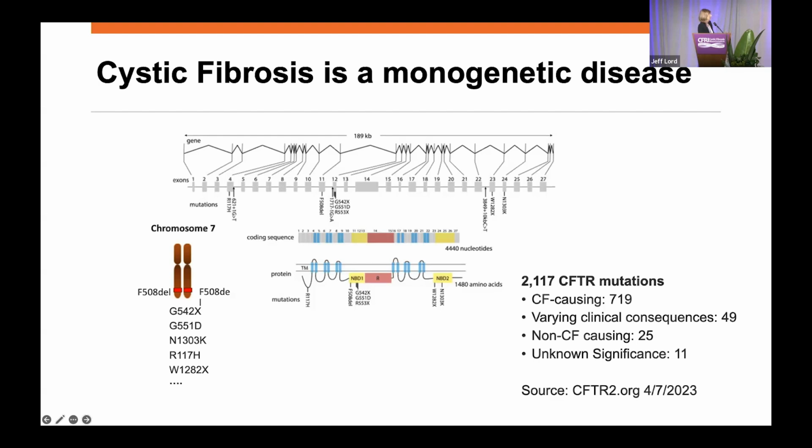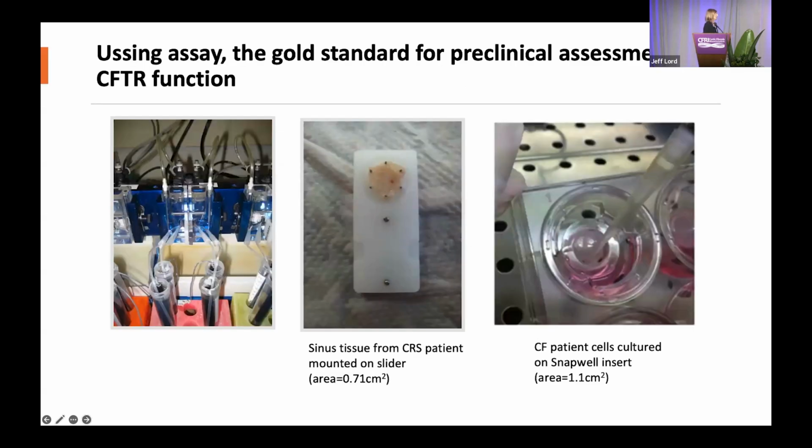And so later on, when the CFTR mRNA is translated, it ends up in a protein that has 480 amino acids. So the Ussing assay that's been developed and heavily used in my lab is the gold standard for the preclinical assessment of CFTR function. And so here is an example of how this chamber looks.